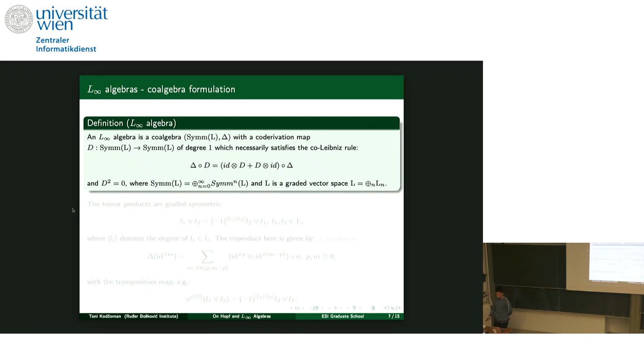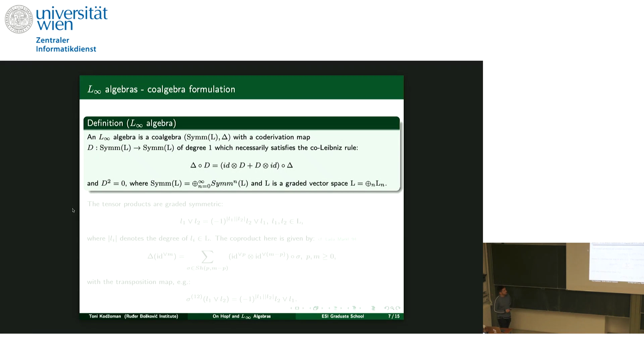Okay, but there are actually other ways to formulate your L-infinity algebra, depending on what you actually want to prove and what you actually want to do. The first one was the algebra formulation, which you just saw. There's also the co-algebra formulation. In this picture, it is defined as a co-algebra with a co-derivation map D, which is of degree 1, and it satisfies the co-Leibniz rule, and it also squares to 0. Sym(L) here denotes the symmetric algebra, where L is a graded vector space.